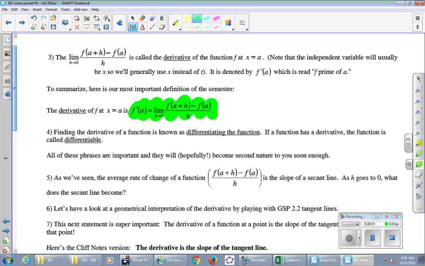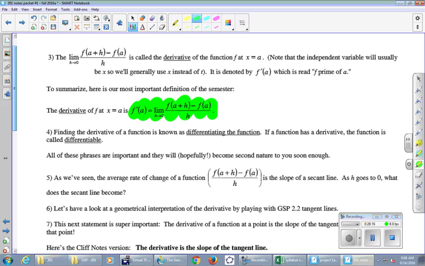Number 4, just some vocabulary. Finding the derivative of a function is known as differentiating the function. If a function has a derivative, the function is called differentiable. All of these phrases are important, and they will hopefully become second nature to you soon enough.